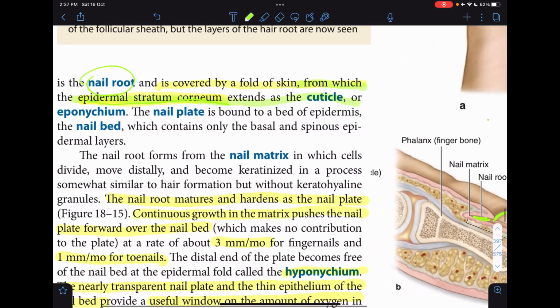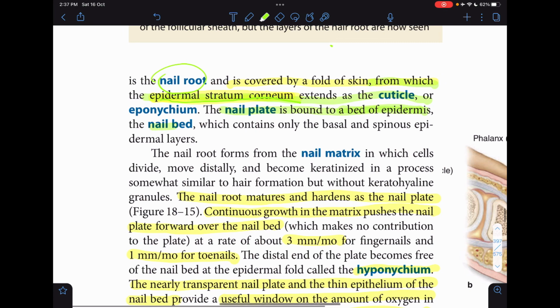Okay. The nail plate is bound to a bed of epidermis. This bed of epidermis is the nail bed. So the nail bed is a bed of epidermis and the nail bed is bound to the nail plate. The nail bed is bound to the nail plate and the nail bed is a bed of epidermis which contains only the basal and spinous epidermal layers.